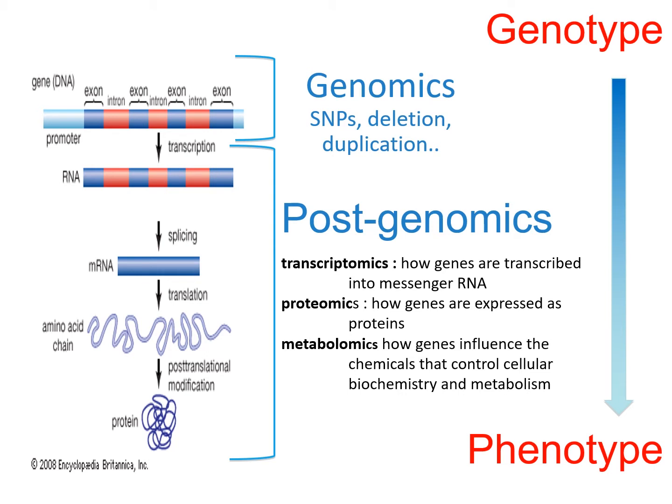As you see in this slide, the relation between genotype and phenotype depends on genomics, corresponding to the analysis of differences in gene sequences related to single nucleotide polymorphism, deletion, or duplication of different genes, but also post-genomics, defined in different steps: transcriptomics, studying how genes are transcribed into messenger RNA, proteomics, how genes are expressed as protein, and metabolomics, how genes influence the chemicals that control cellular biochemistry and metabolism.